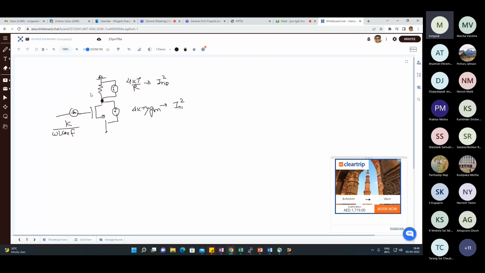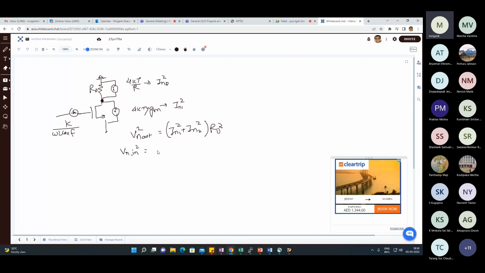Between this point and AC ground, we have seen that the effective impedance is RD parallel RO. We are assuming that it is approximately equal to RD. So basically, we just get Vn out square, which is equal to (In1 plus In2) square into RD square. And the input referred noise because of these two components will be simply Vn in square, divided by Gm square RD square, because that is the gain.